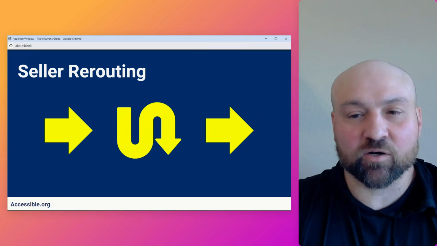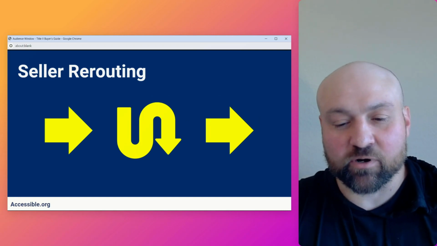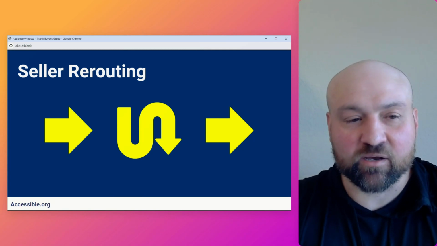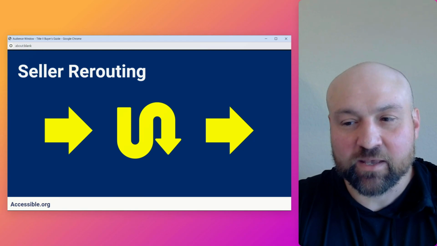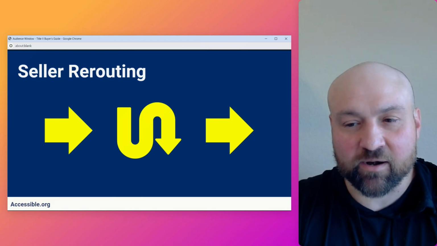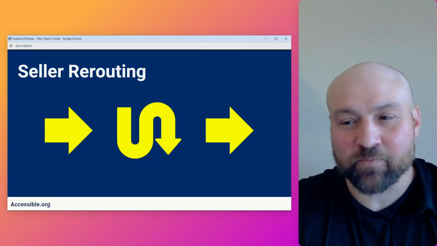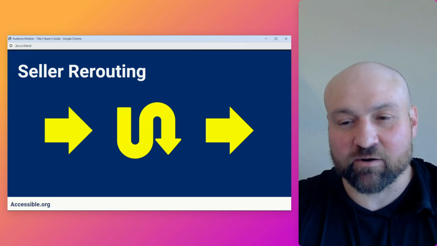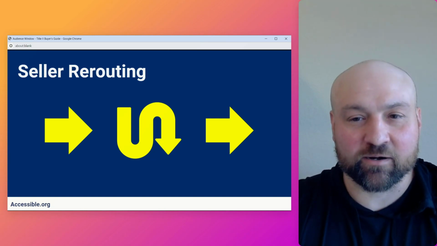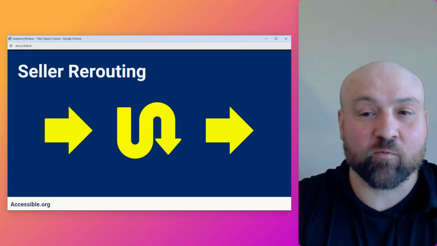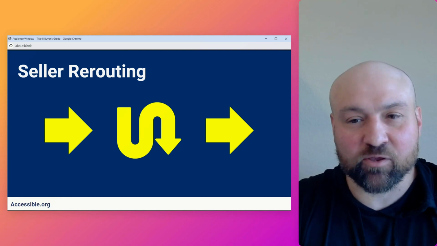So what happens is seller rerouting. You know that your current objective is to make your digital assets WCAG 2.1 AA conformant. So we have an arrow that is pointing right, and then we have another arrow that starts at the top, works its way to the bottom, then works its way back to the top, and then ultimately points down or sideways against the arrow that is pointing right. And then at the end, we have another arrow that is pointing straight right. The point here is that sellers reroute you away from your direction. They reroute you how they want you to go. So it is important that you are not rerouted.